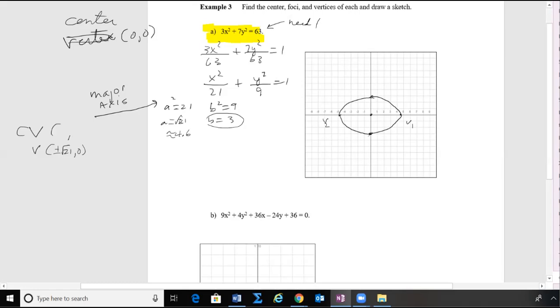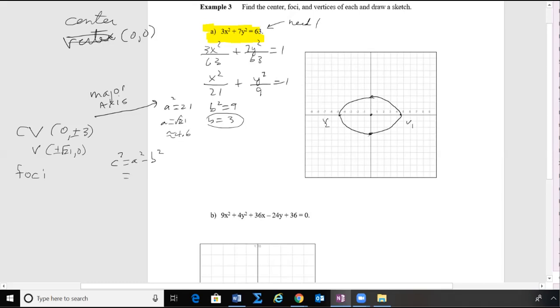Co-vertices, they would be at 0, plus or minus 3. Sorry about that. Okay, and the only thing missing are the foci. We would use our relationship that c squared equals a squared minus b squared. So we put these in.